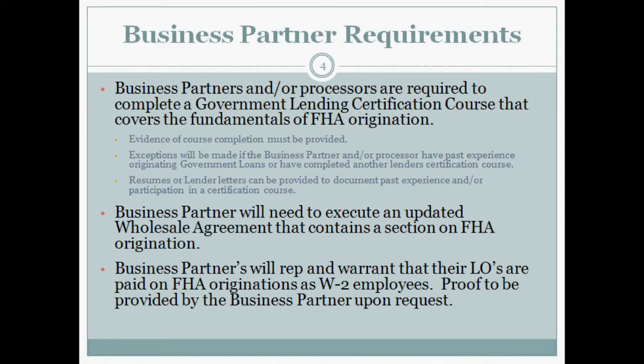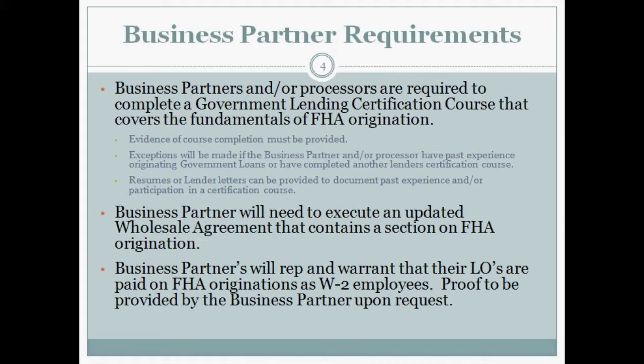What are the business partner requirements? Well, a good understanding of FHA origination is very important, so business partners and/or your processors are required to complete a government lending certification course that covers the fundamentals of FHA origination. Along with that, you will need to provide evidence of course completion, and exceptions can be made if the business partner and/or your processors have past experience originating government loans, or if you've completed another lender's certification course. Resumes or lender letters can be provided to us to document past experience and participation in a certification course.